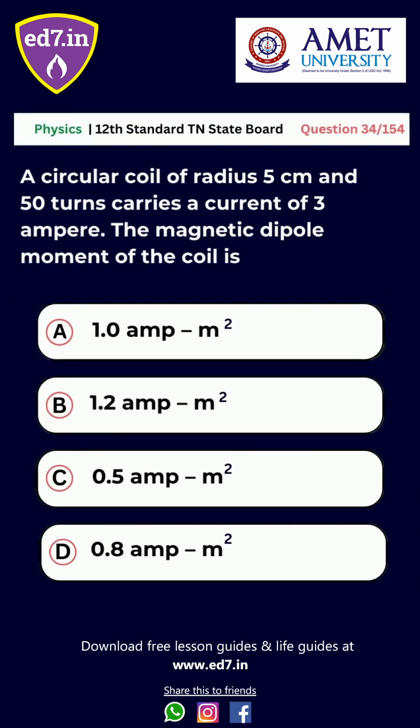Question number 34. A circular coil of radius 5 cm and 50 turns carries a current of 3 ampere. The magnetic dipole moment of the coil is nearly option A 1.0 ampere meter square, B 1.2 ampere meter square, C 0.5 ampere meter square, D 0.8 ampere meter square. And the right answer for this question is option B, 1.2 ampere meter square.